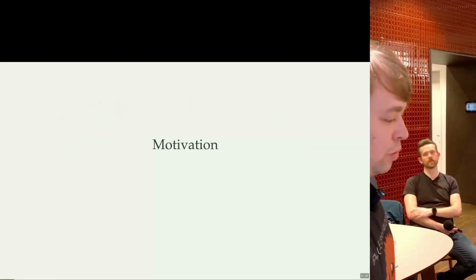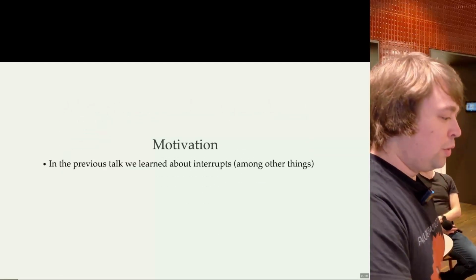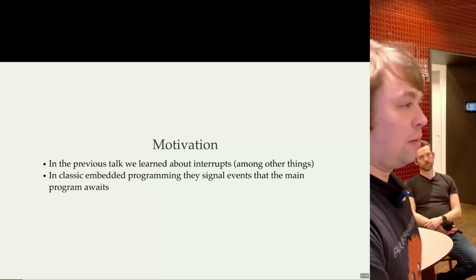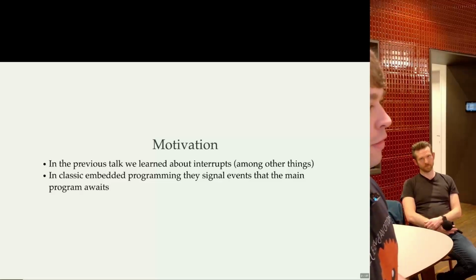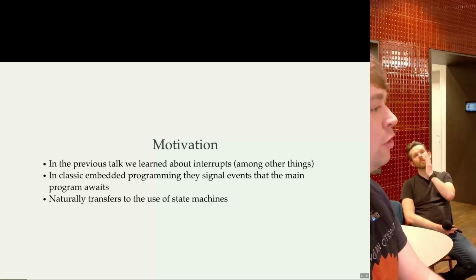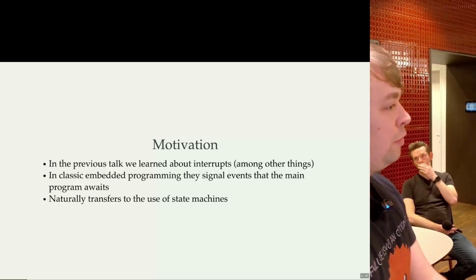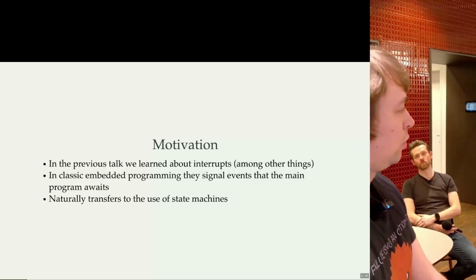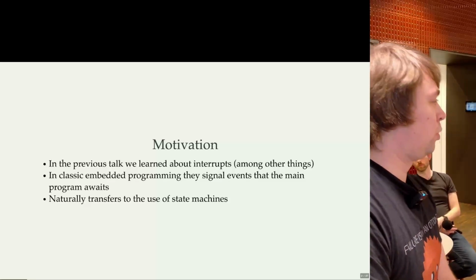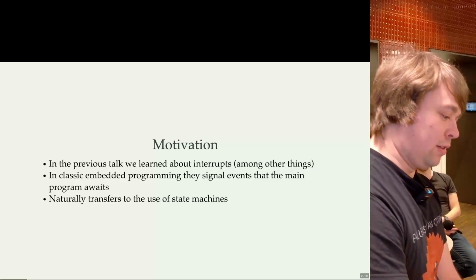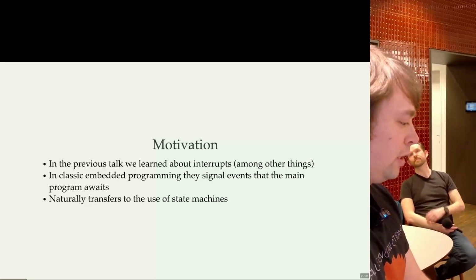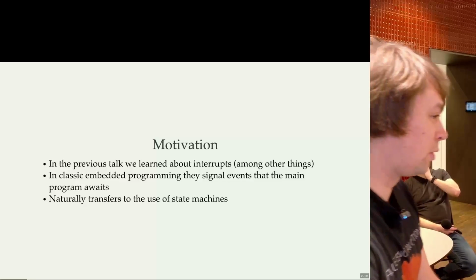So I want to start out with a motivation. In a previous talk, we learned about interrupts. In classic embedded programming, these signal events that the main program awaits. And this naturally transfers to the use of state machines. So if you're modeling an embedded system, you often meet state machines for subsets of a program or for whole programs. So let's make a simple example of a state machine and check whether we can actually do better doing it in an async version than in a sync version.